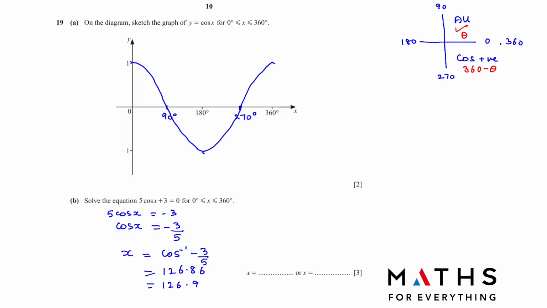So your first answer is 126.9. The other answer is going to be 360 minus 126.9, which is 233.1. For trigonometry, this is really very important for these type of questions.